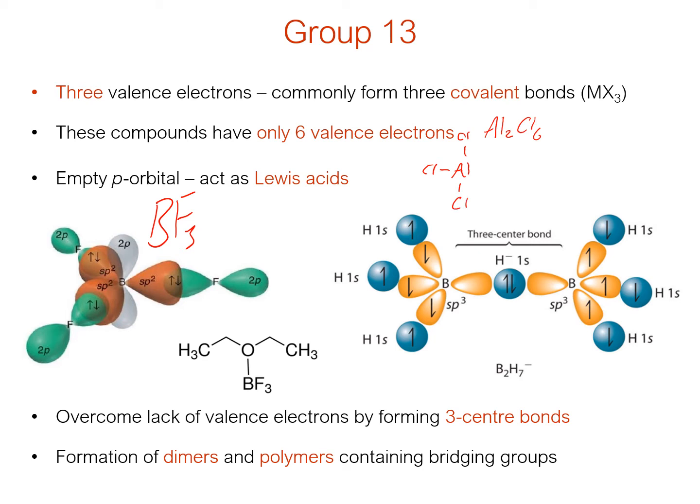And then another aluminium with 3 chlorines. And the lone pairs on these chlorines can form dative bonds to this empty p orbital on the aluminium. So then that's where we get these dimers and sometimes polymers containing bridging groups. It's again these dative bonds, so very much like we saw with beryllium chloride in the S block lectures.